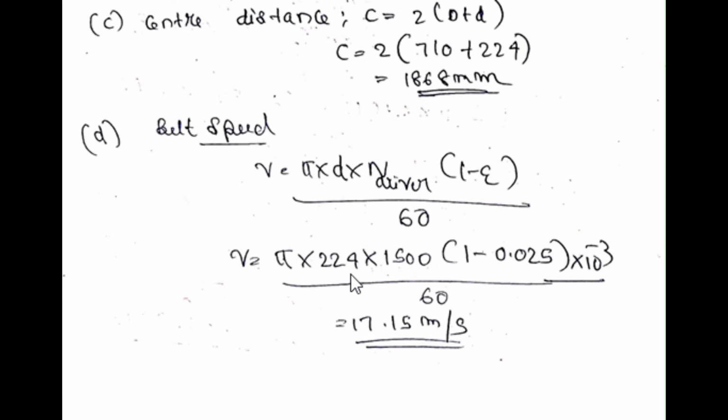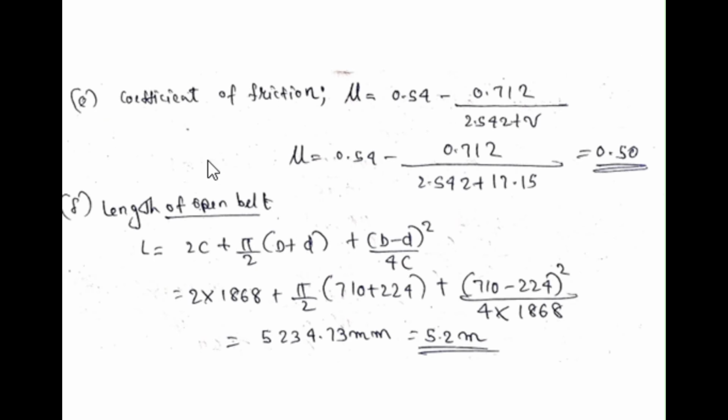Here one thing you have to look at, to avoid mistakes, is that the diameter has to be converted into meter. This belt speed has to be given in SI units only, that is meter per second. You only know the diameter in mm, so this 224 has to be converted into meter. That's why 10 raised to minus 3 is put here. So the belt speed, you will get it in meter per second. That will be 17.15.